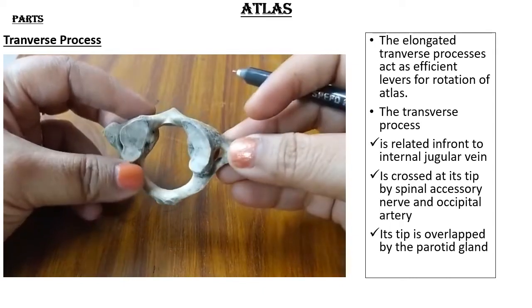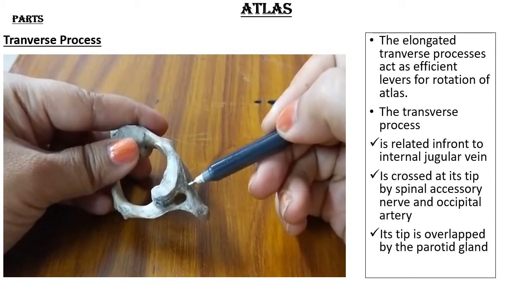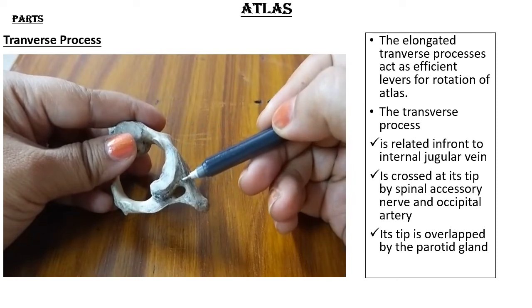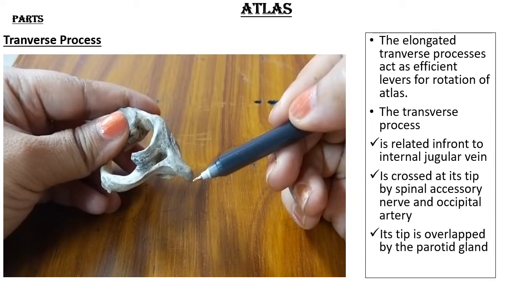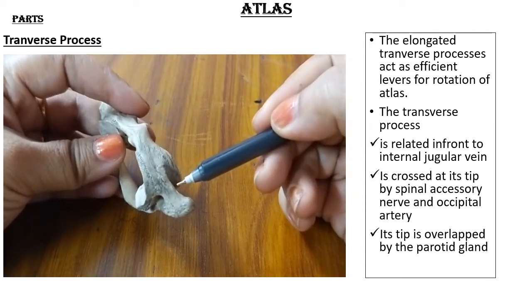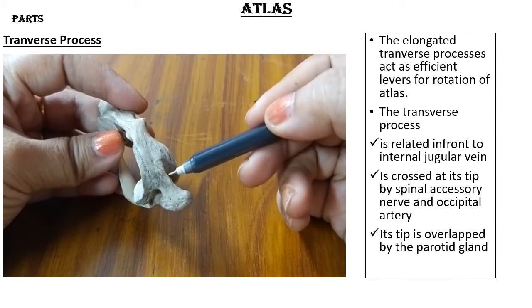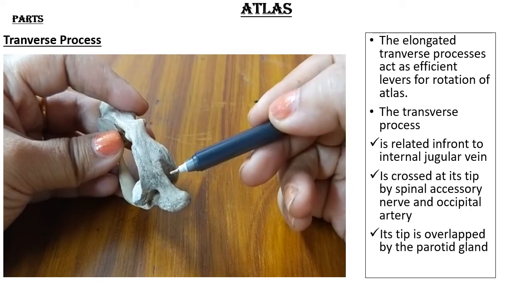Now the transverse process gives attachment to the rectus capitis lateralis and superior oblique muscles on its upper surface, the inferior oblique at its tip, and slips of splenius cervicis, levator scapulae and scalenus medius on the lower and lateral surface.